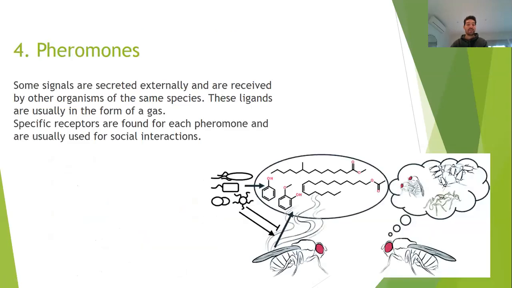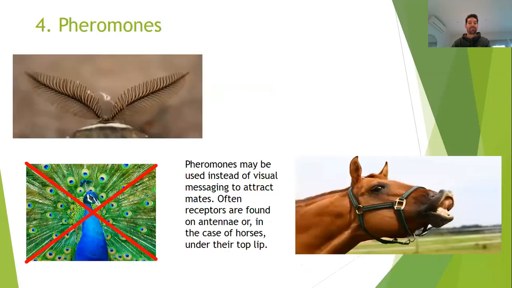The last type is pheromones. Now these are unique in the fact that they're actually sent between individuals of the same species, and they're usually in the form of a gas. So you can see in this diagram, you've got this fly or bee is sending out a pheromone as a gas, which is being received by the other individual of the same species. And that might be indicating for it to reproduce, for it to attack, or for it to start doing certain tasks. And usually they are for these much more social type of interactions.